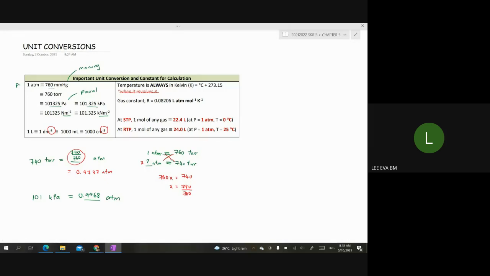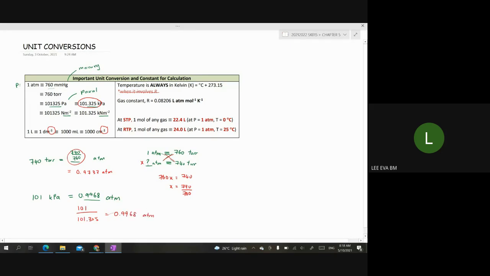Very important, yeah? So for those who don't understand how to get this value, you simply get 101 divided by the original value over here, 101.325. Please check the unit also. Kilopascal, then we take the value for kilopascal. If let's say you see N m negative 2, then you will take the value for N m negative 2. Okay, so follow the unit. So in this case, we get back 0.9968 ATM.